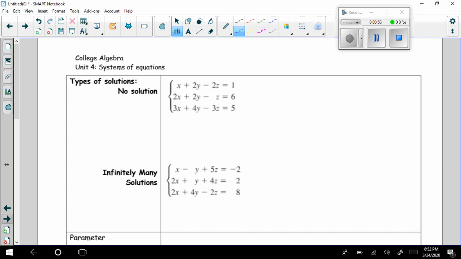They get a little complicated every once in a while. You'll get one with no solution. And sometimes you'll get one with infinitely many solutions. You'll recognize those no solution ones when something cancels out and you get a false statement. So remember, anytime your answer is false, it's no solution.